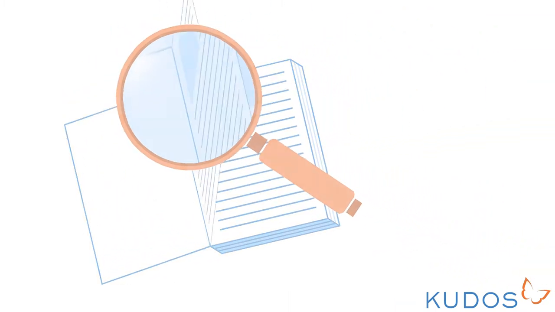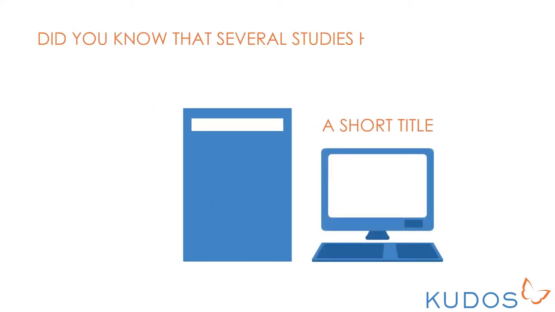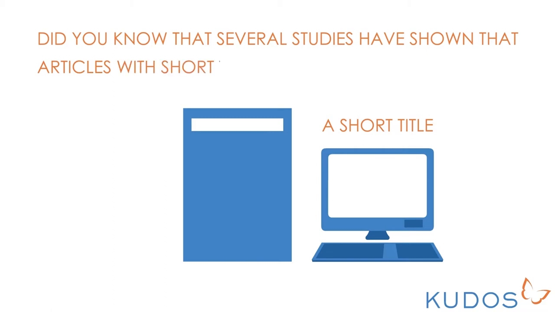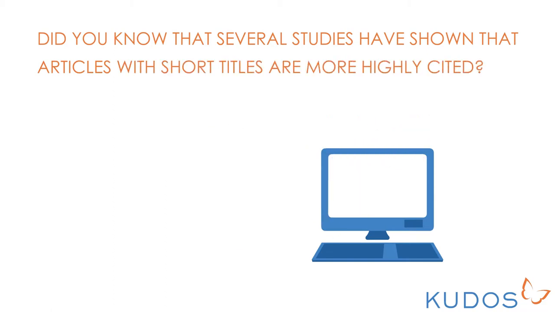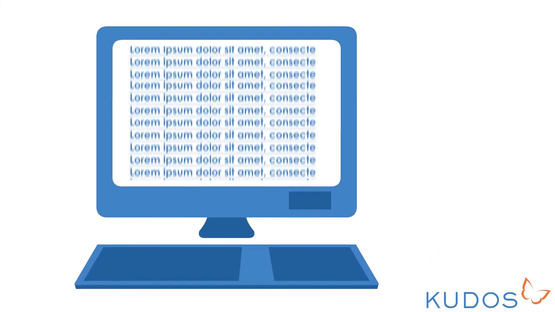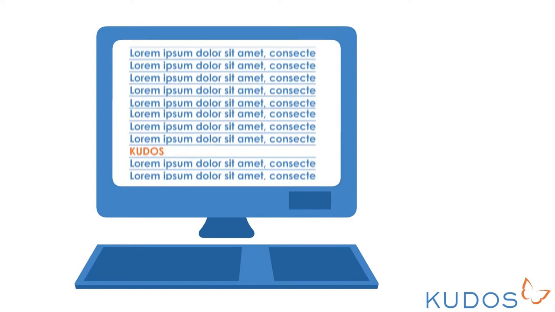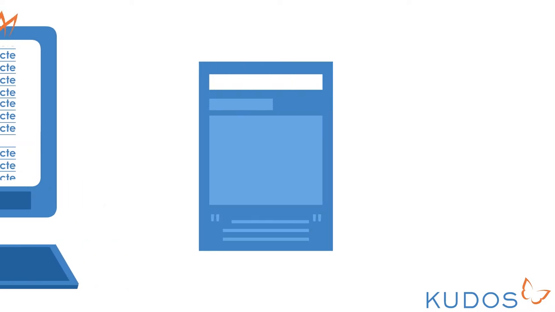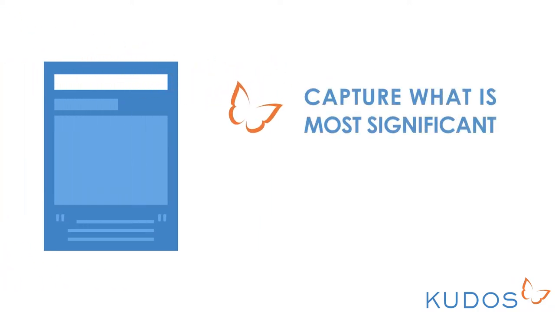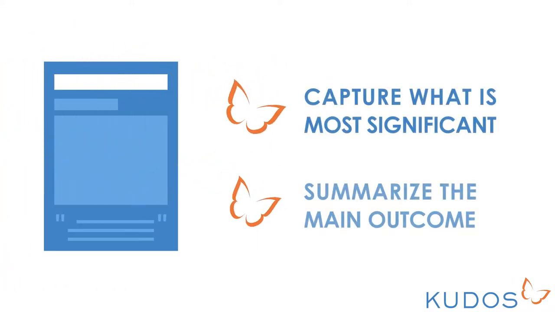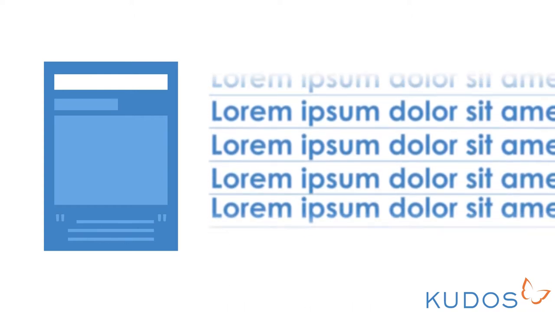With Kudos, you can add a short title to your publication. Did you know that several studies have shown that articles with short titles are more highly cited? It can be easier to find publications with clear short titles when searching online. In your short title, you should capture what is most significant about your work or summarize the main outcome. Ask yourself if this title will stand out in a long list of search results.